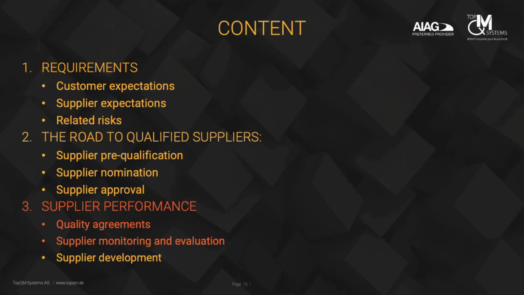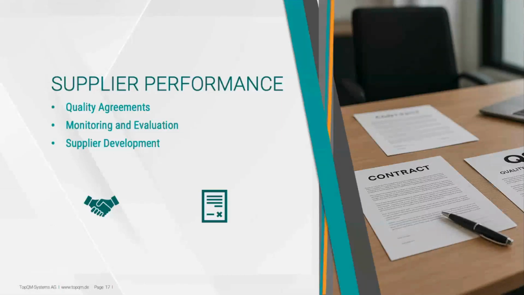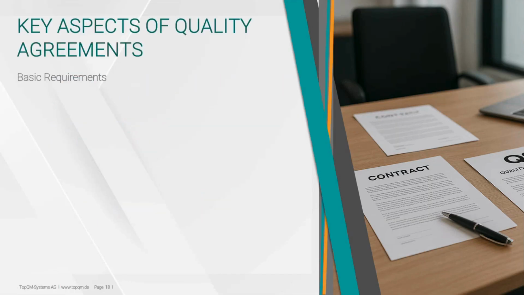Assuming that we have this agreement, we then also need to monitor and evaluate the supplier on an ongoing basis, and if necessary, we would have to develop suppliers. Right? So looking at the supplier performance, again, quality agreements, monitoring and evaluation, and supplier development. What are the key aspects that we're looking at?